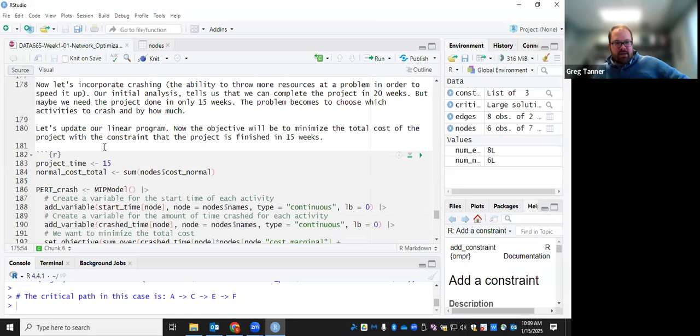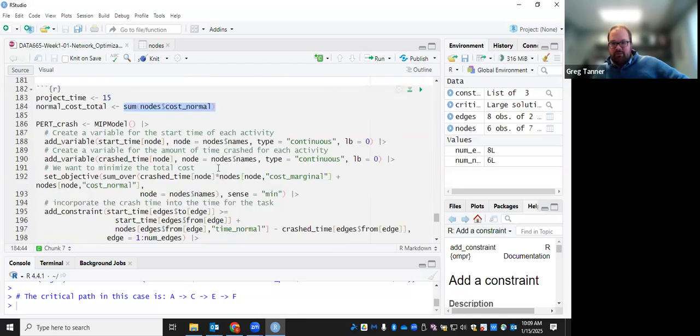So here we're going to set up with a target project time of 15 weeks. Just for reference, the normal cost total is going to be the sum of the normal cost nodes, just so that we have that for reference. Now, here's our PERT crash model.